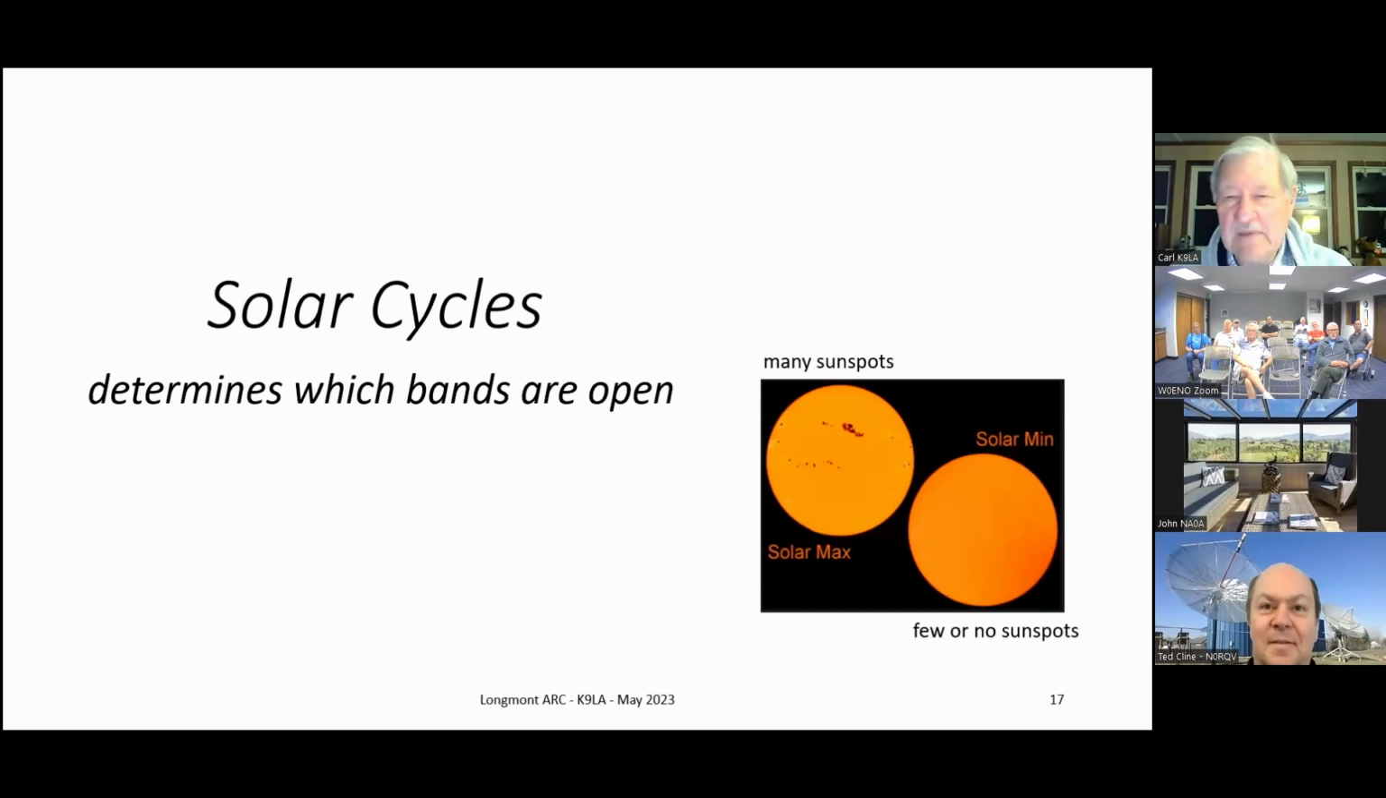Solar cycles. Okay, they determine which bands are open, and there's a picture of the sun when it has lots of sunspots at solar max. Then there's a picture there on the right, solar min, where there are few or no sunspots. We are now in the rise of cycle 25. In 2017, 18, 19, pretty much was solar minimum, and the sun looked a lot like what that picture is on the right. We had lots of 0 sunspot days.